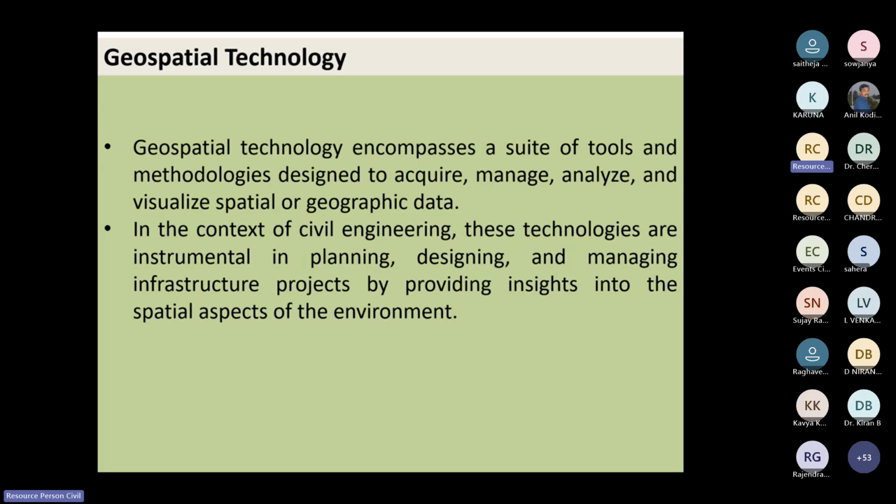So geo means, as civil engineers, we know what is geo? Geo means earth. On the earth surface, what are the features there? We have to survey and we have to prepare them on a paper map. At some suitable scale, we will prepare the entire region, district, whatever it may be, the area of interest. But what is geospatial technology doing here?